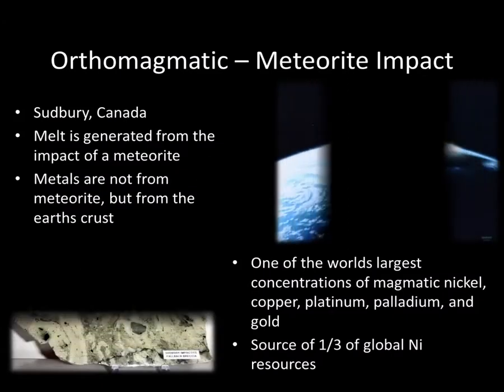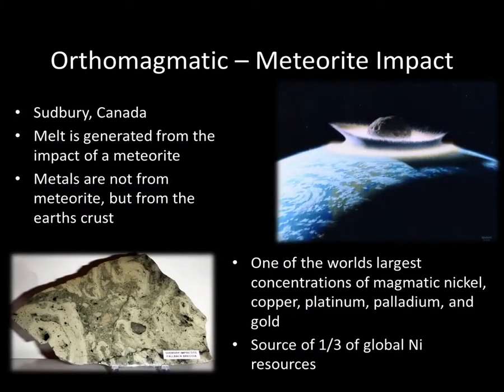One of the world's largest concentrations of magmatic nickel, copper, platinum, palladium, and gold is classified as an orthomagmatic ore deposit. The melt for this deposit in Sudbury, Canada, was generated from the impact of a meteorite that was 6 to 9 miles in diameter, which impacted Earth about 1.85 billion years ago. This deposit alone is the source for 1/3 of the world's nickel resources.